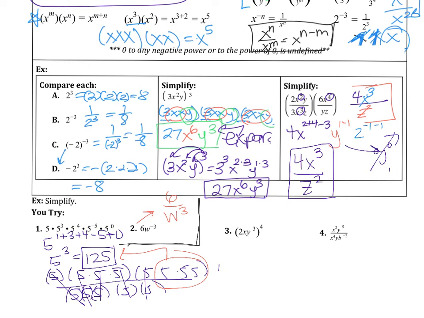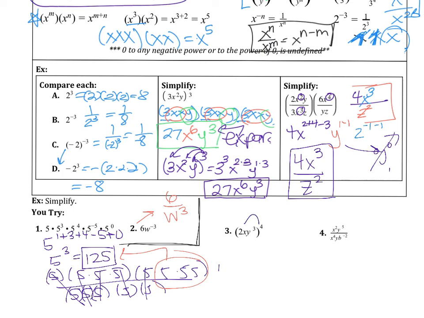Don't move the 6. There are no parentheses there. If that problem was originally 6W to the negative third, then it would become 1 over 6 to the third, W to the third. But that is not the way that that problem was originally set up. So make sure you're paying attention to where those parentheses are, or if they're not there, what that means about this type of problem.